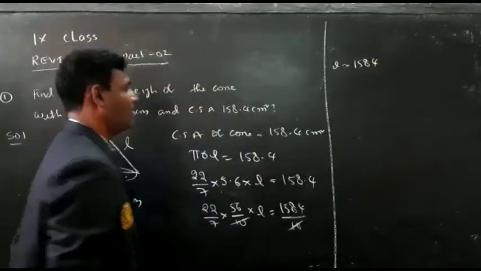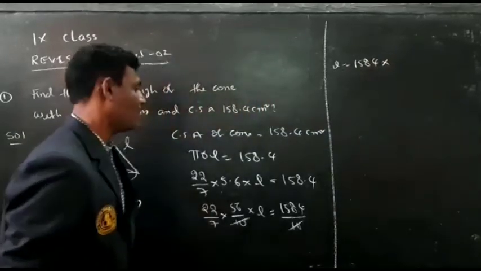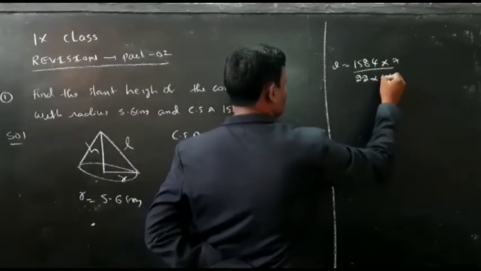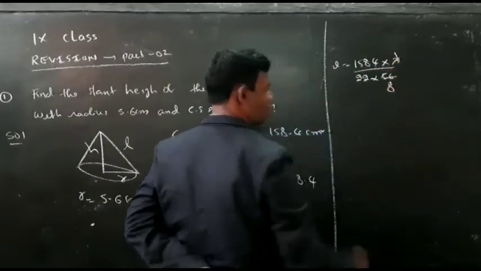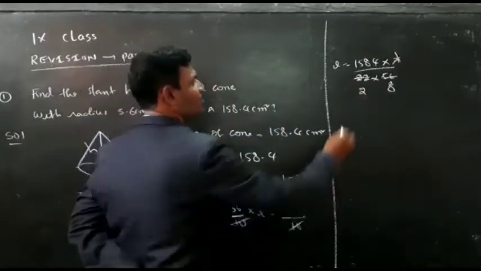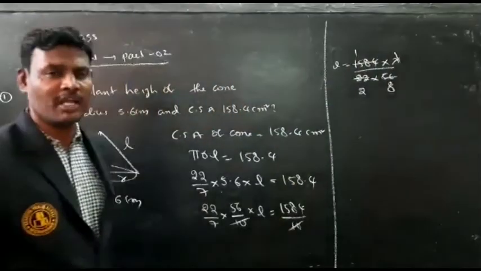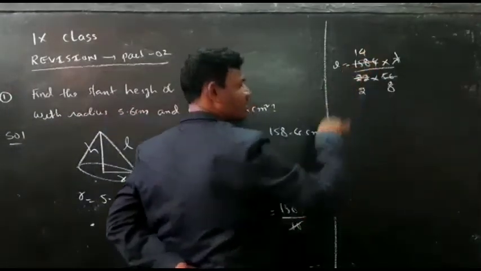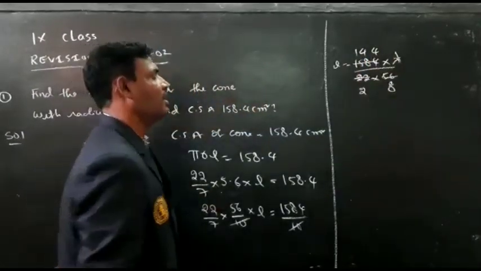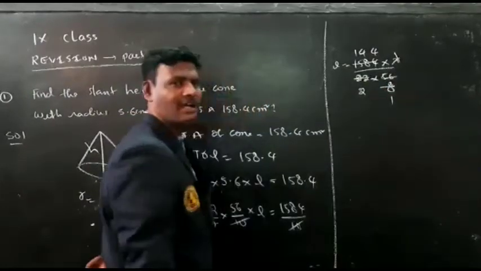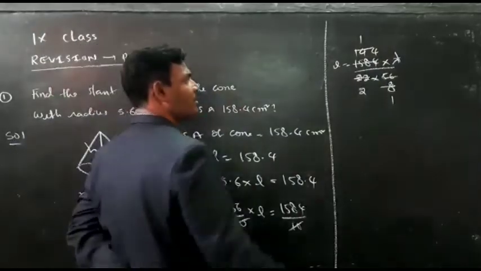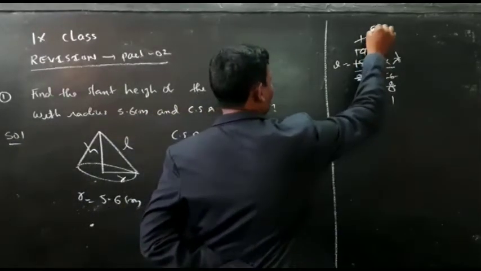1584 into 7 by 22 into 56. 7 ones are 7, 7 eights are 56. 11 twos are 22. 11 ones are 11. Remaining 4, 48. 11 fours are 44. Remaining 4. 11 fours are 44. Next, 8 ones are 8. 8 ones are 8. Remaining 6, 64. 8 eights are 64. 2 ones are 2, 2 nines are 18.